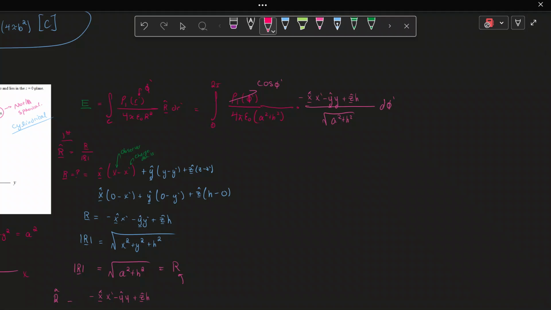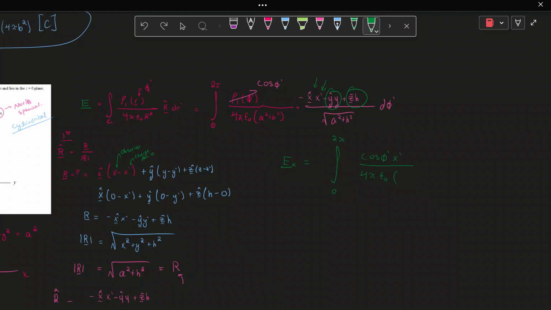Now, what else do we have? Well, we want to find the x component. So that means this y hat and this z hat will go away. We do not need them. We only need this x hat component. And whenever you do the x component of something, you do not have to carry that x hat. Drop it and leave only the magnitude of that component. So now what do we have? Well, we have the integral from 0 to 2 pi of cosine phi prime x prime divided by 4 pi epsilon naught.